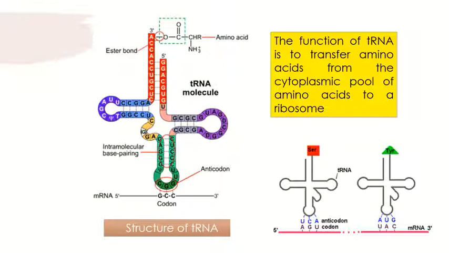And the code that is complementary to the GCC codon is the anticodon CGG, meaning that here you will read the mRNA codon from 5' to 3', but the anticodon will be read from 3' to 5', which here is the CGG.